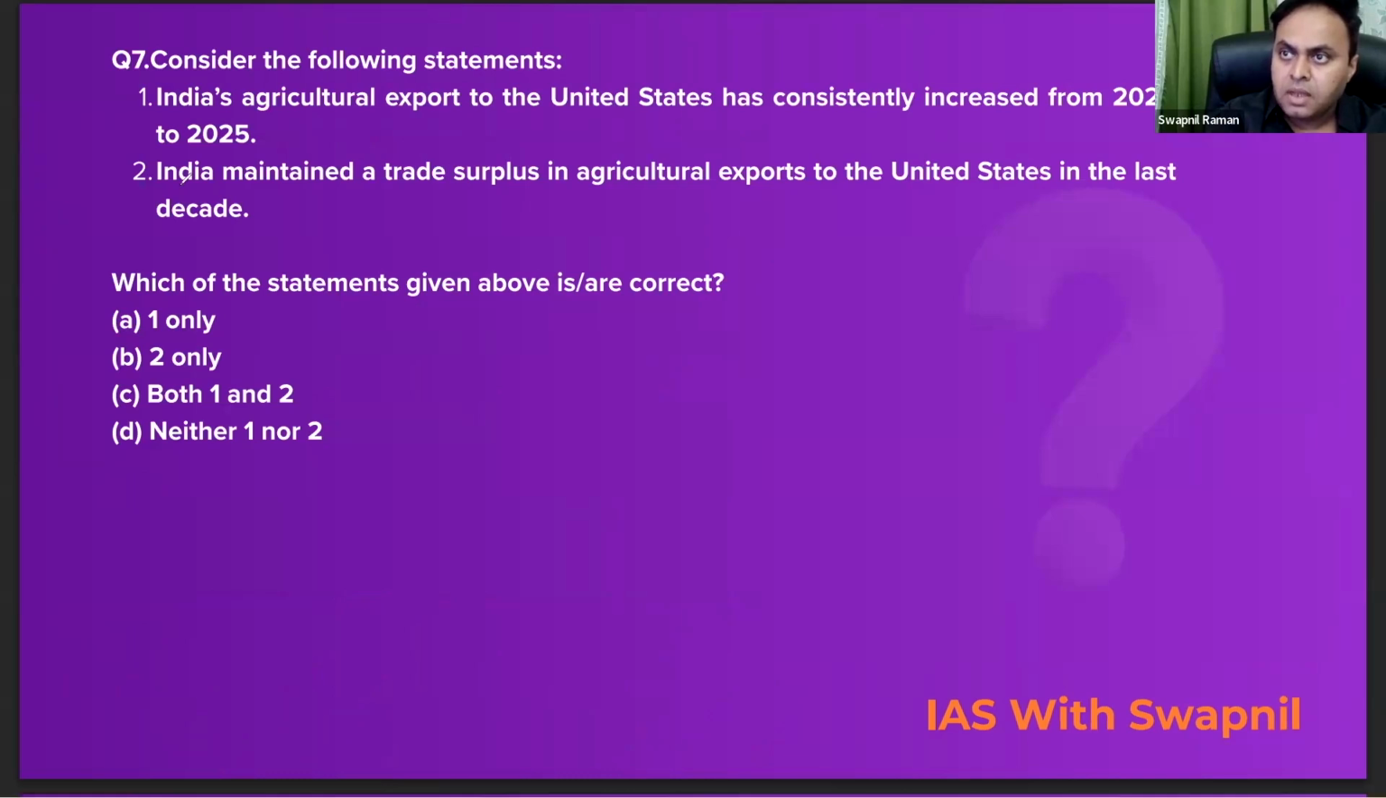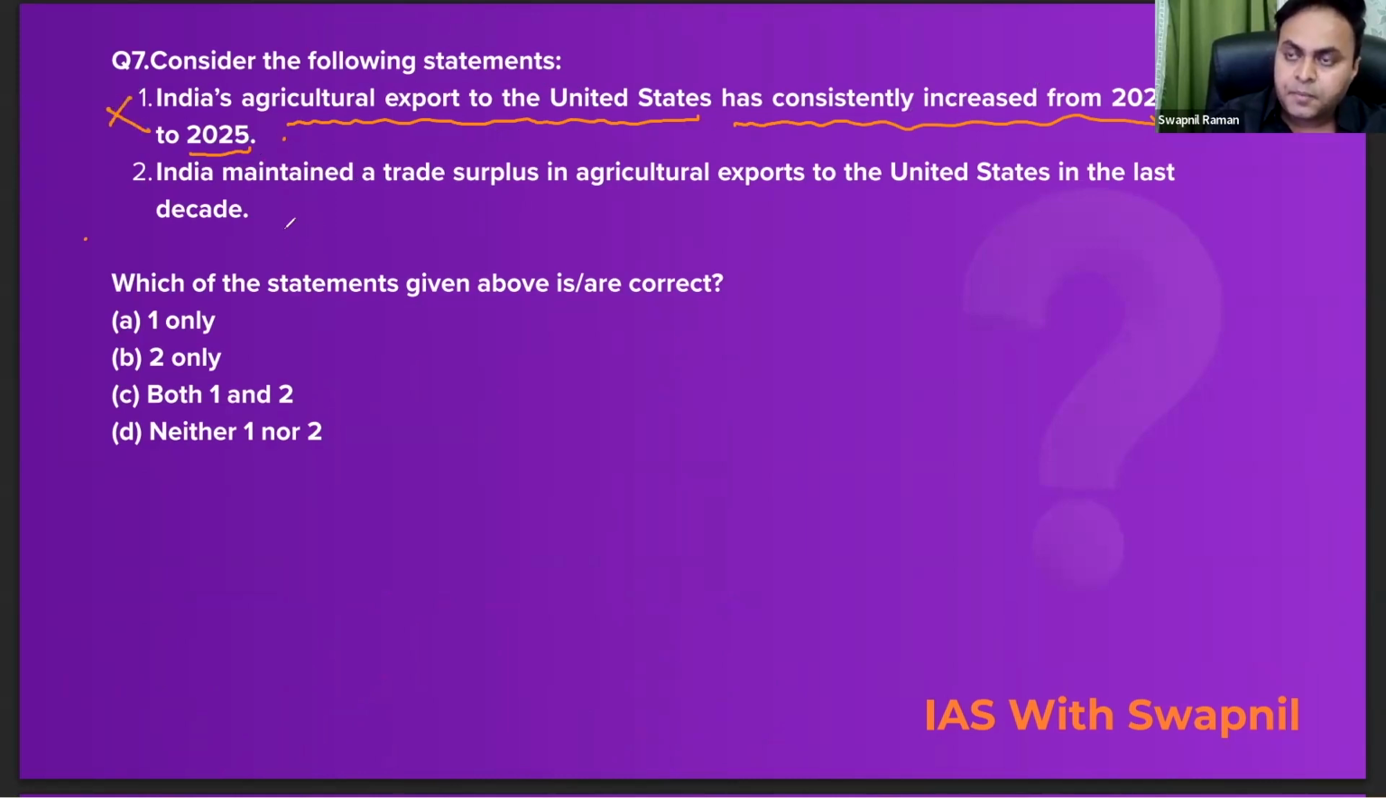So question number 7. Consider the following statements. The first statement says, India's agricultural export to US has consistently increased from 2020 to 2025. No, there is no consistent increase, right? So the first statement is incorrect here. The second statement says, India maintained a trade surplus in agricultural exports to US in the last decade.